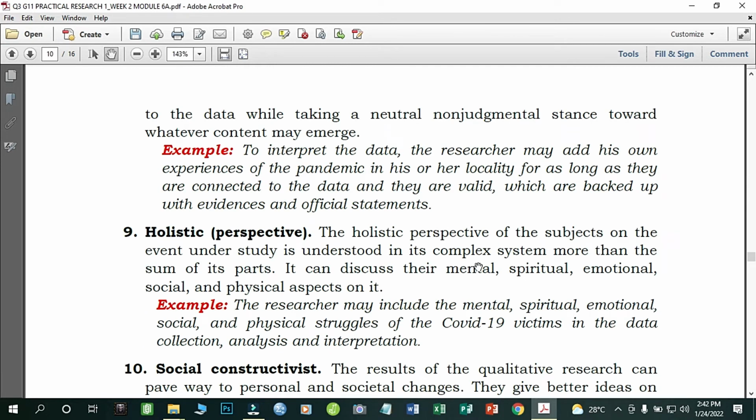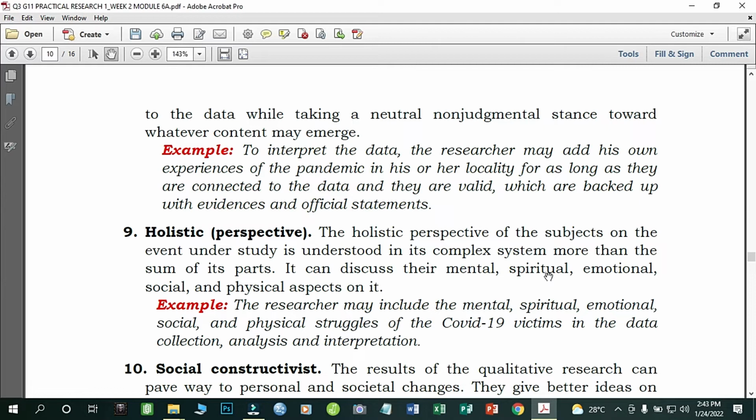Okay? And number nine, holistic perspective. The holistic perspective of the subjects on the event under study is understood in its complex system as more than the sum of its parts. It can discuss their mental, spiritual, social, and physical aspects. The researcher may include the mental, spiritual, emotional, social, and physical struggles of COVID-19 victims in the data collection, analysis, and interpretation.